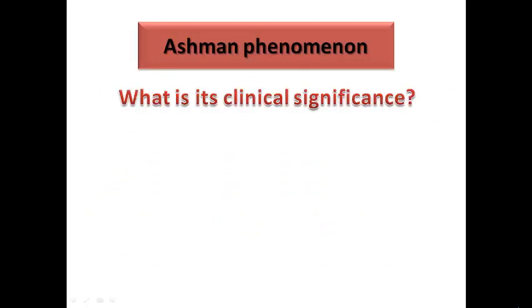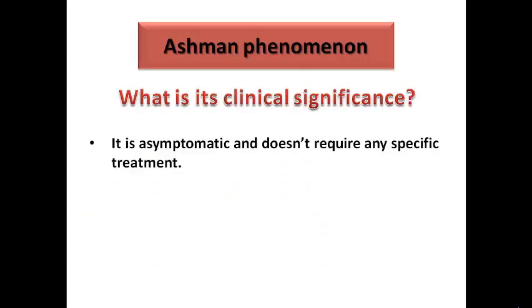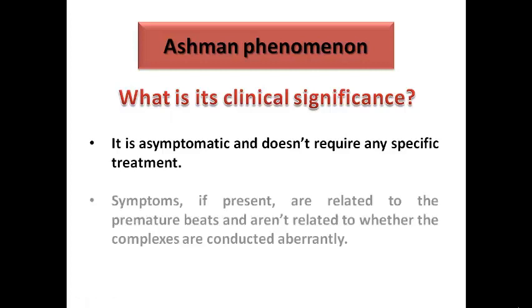So what is the clinical significance of Ashman phenomena? Ashman phenomena is usually asymptomatic and doesn't require any specific treatment. And symptoms are only present if it is related to the premature beat, as a patient may feel palpitation or irregularity in his heartbeats. And it is not related to whether the complexes are conducted aberrantly. So Ashman phenomena itself doesn't cause any symptom and doesn't have clinical significance to our knowledge.